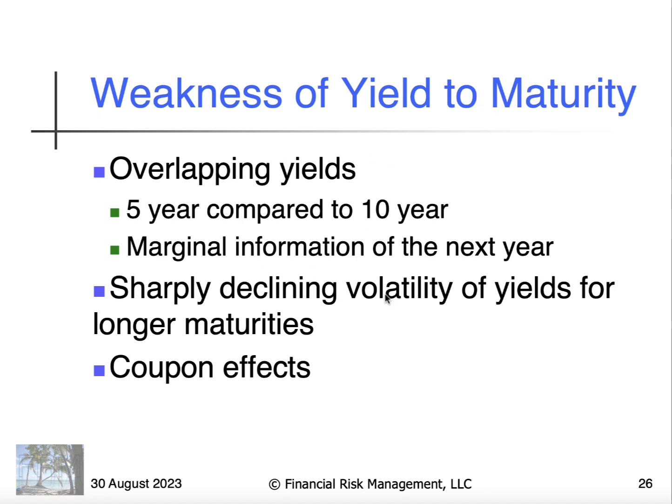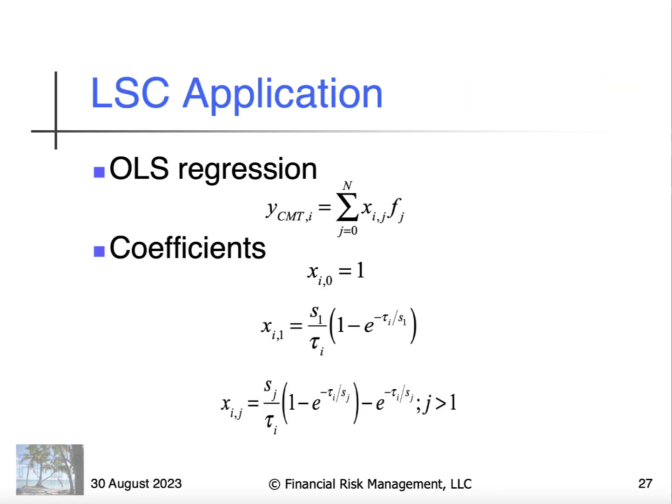The sharply declining volatility of yields for longer maturities is one of the phenomena that we observe that has to be addressed. And there's also coupon effects. The higher coupon bonds tend to have something known as a shorter duration, which causes their sensitivity to yield changes to be different. And so yield to maturity is just basically inadequate in addressing how to appropriately value US Treasury instruments.